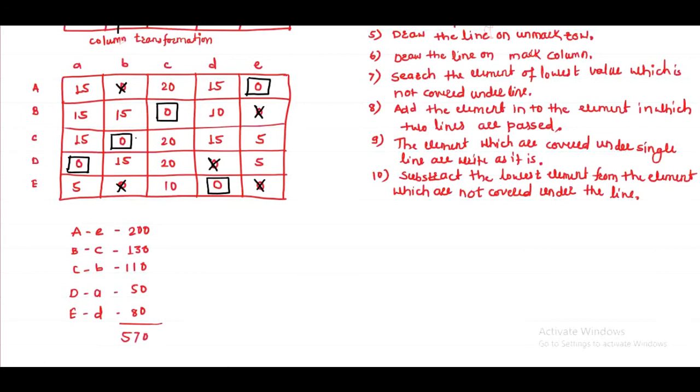That means if we assign these particular jobs to the particular operators, it will take less time. So this is about, consider 570 hours. Thank you.